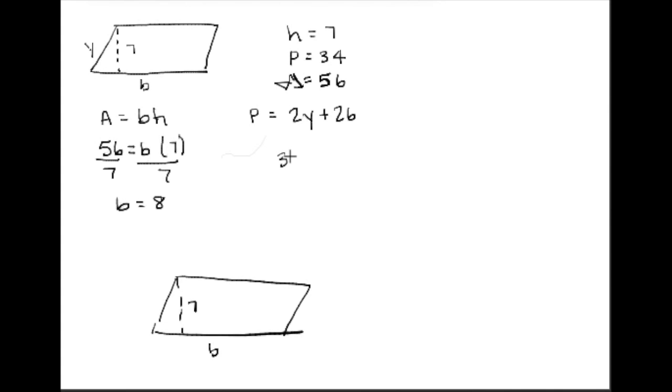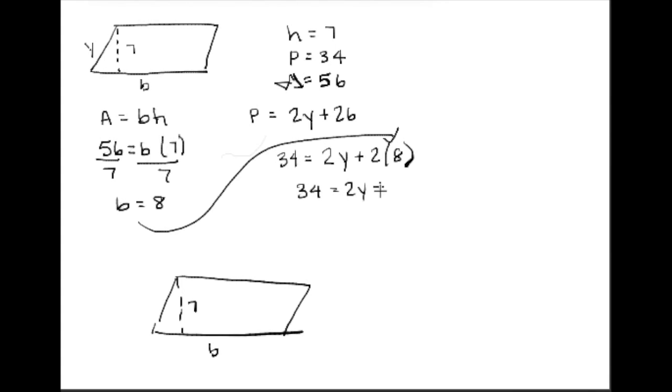I'm going to use my perimeter formula for that, so perimeter equals 34, 2y plus 2b, and we know that b is 8 now. 2 times 8 is 16. So 34 equals 2y plus 16. Subtract 16 on both sides, and I am given 18 equals 2y. Divide by 2 on both sides, and y equals 9. I now have my y side is 9, my base is 8, and my height is 7.